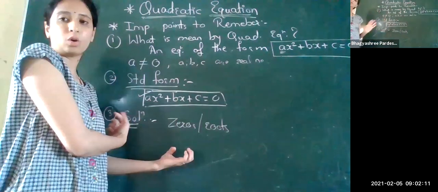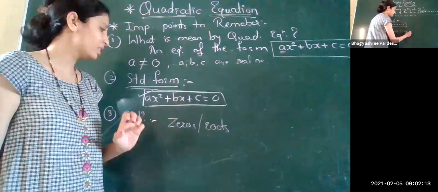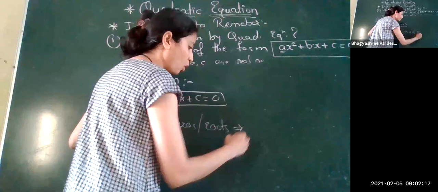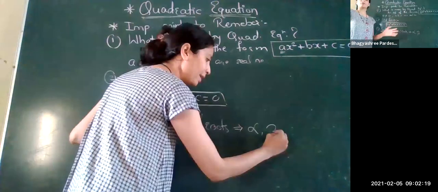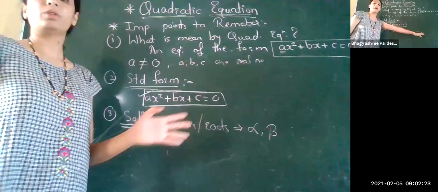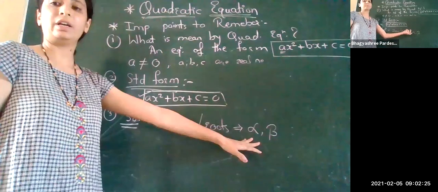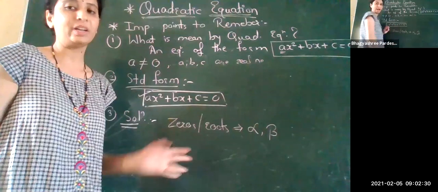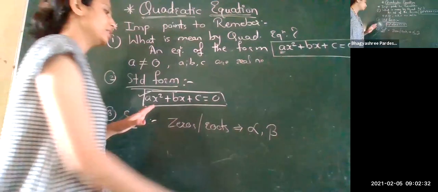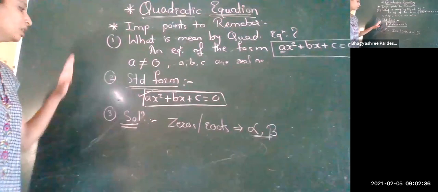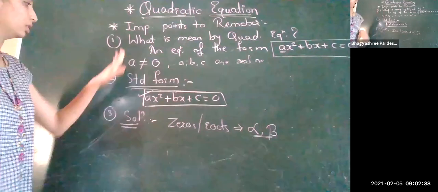Next, these roots are commonly denoted by alpha and beta. Remember this. Sometimes the question can be asked: the roots of the quadratic equation are alpha and beta. Alpha and beta are constant terms obviously, but they are sometimes termed alpha and beta also. So these are the three important points: standard form, solution, and what is meant by quadratic.